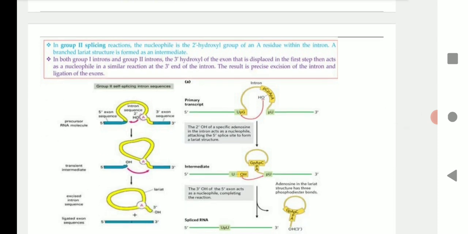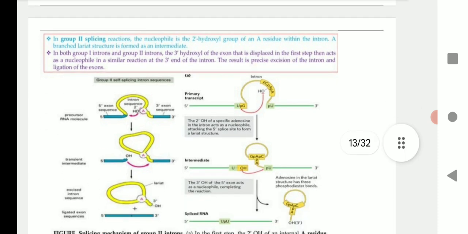Here is the diagram which shows the group 2 splicing reaction. In the group 2 splicing reaction, the 2'-hydroxyl group of the adenosine residue within the intron containing conserved sequence is acting as a nucleophile. The hydroxyl group of this special adenosine residue attacks the 5' end of the intron, that is the end of the intron.